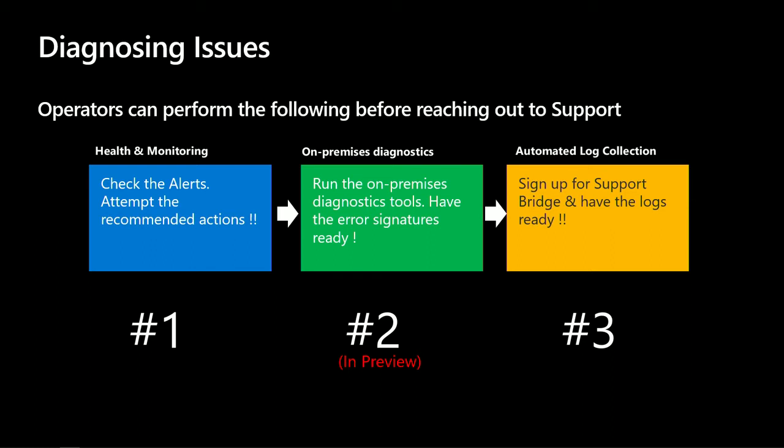First one, obviously, I've been talking quite a lot about this, is check your alerts, check your hardware tools, and then follow any remediation actions that are there. The next one, and this is actually in preview and I'm going to demonstrate it to you, is to run the on-premises diagnostics tools. We can collect logs in the system, and typically those logs go up to support, and then they analyze them. What we're giving you as a capability now is that you can run a local set of analysis, and it will produce an error signature and help you narrow down where the problem may be. So it's really empowering you operators to do some additional diagnosis.